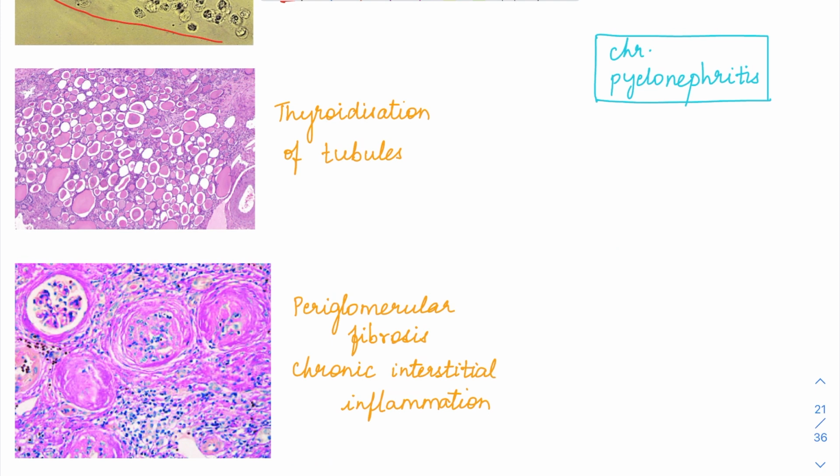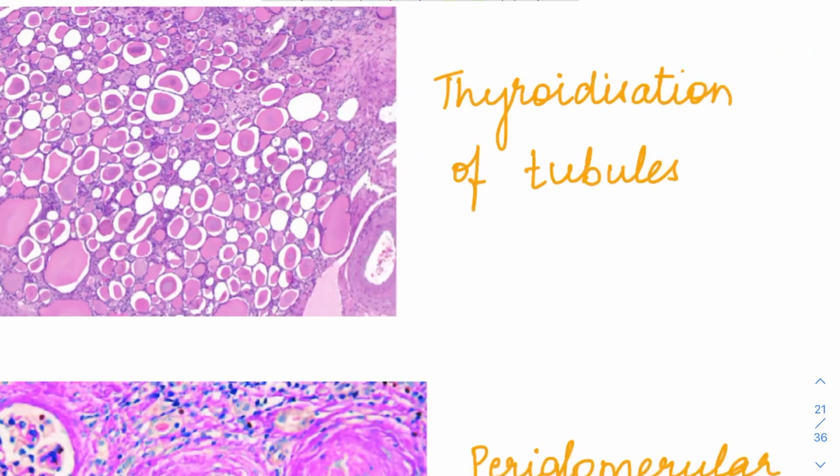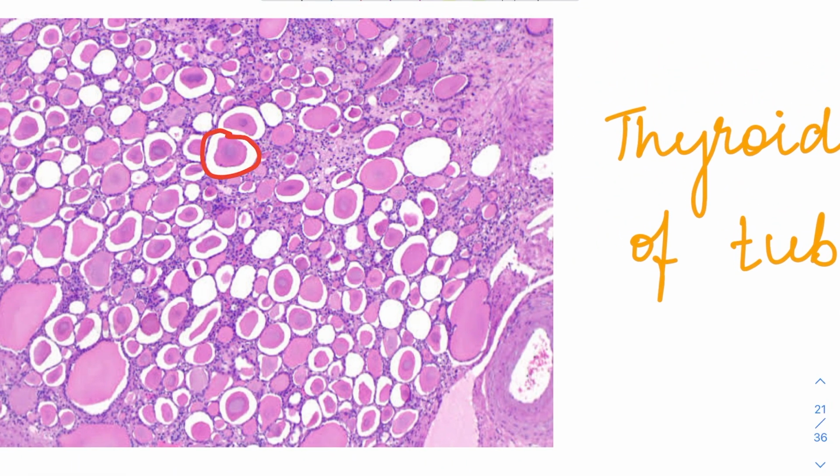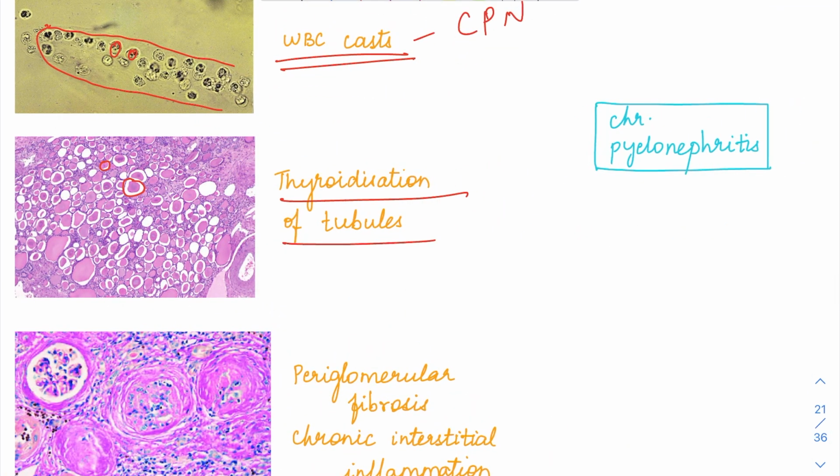Then on light microscopy, if you see chronic pyelonephritis, it is usually affecting the tubules, right? So the tubules will be dilated and thinned out. In this image, I'll enlarge this. These are all dilated and thinned out tubules, in which there is lots of accumulation of the tubular secretions. So it is looking just like a thyroid tissue, right? Colloid filled thyroid follicles. So it is giving that kind of an appearance, and that is why it is called thyroidization of the tubules. So in chronic pyelonephritis, you see this thyroidization of the tubules.